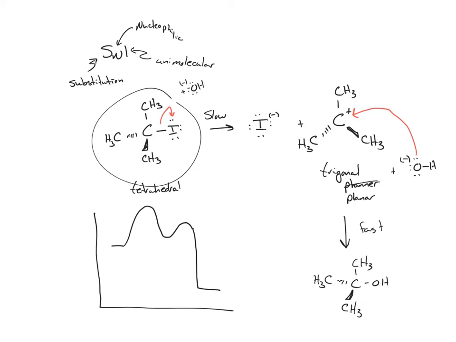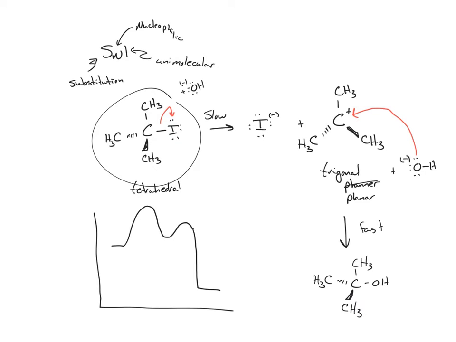First step, the rate determining step, unimolecular. I form some intermediate. In this case, the intermediate is a carbocation intermediate. I've got positive and negative charge. That reaction goes very quickly. A low energy, a smaller second peak, and then I finally form my product. Okay? Questions on that?